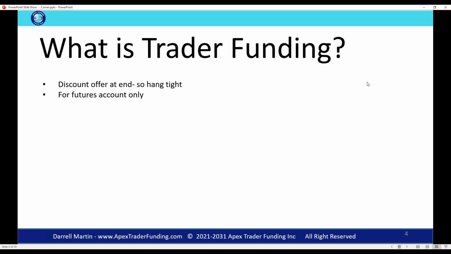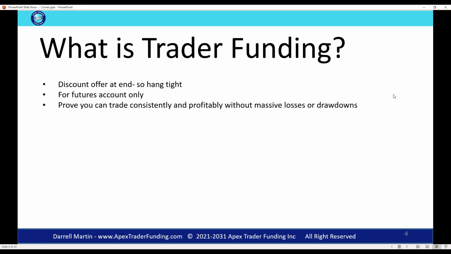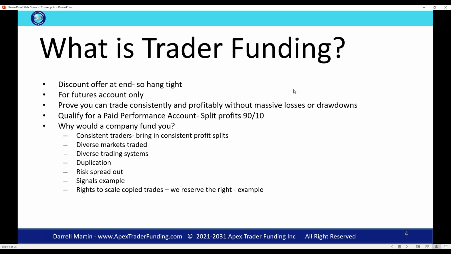So this is for futures accounts only, all right? Currently, we're not funding stocks or options or Forex, okay? It's very simple. Prove you can trade consistently and profitably without massive losses or drawdowns. Then you qualify for a paid performance account, okay? That's a paid performance account where we do a profit split. You as the trader get 90%. We as the funders keep 10%. That's how we make our money. But we also can take that a step further, and I'll show you that here in a minute.